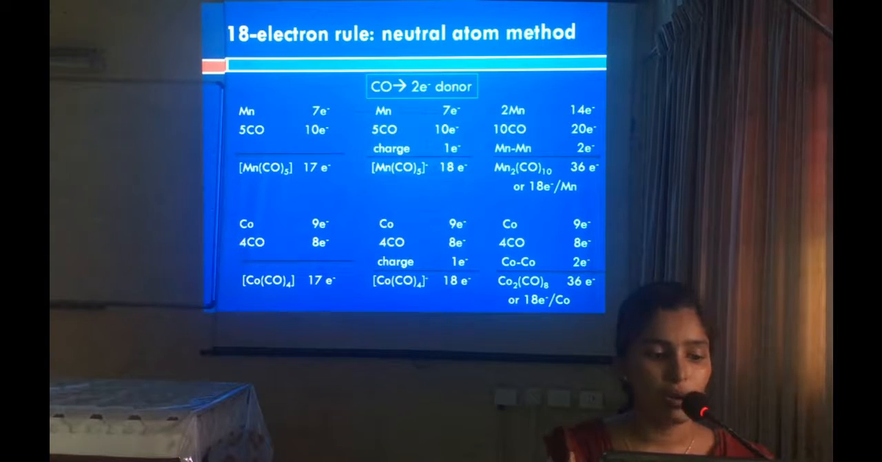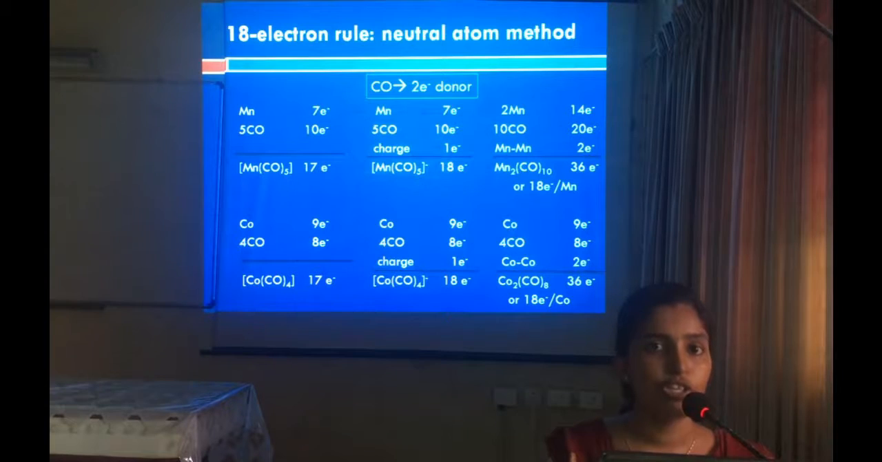Similarly, a cobalt complex, that is a tetracarbonyl cobalt complex. Here the cobalt donates 9 electrons and the carbonyls donate 2 electrons each. Again, the total electron count is 17 electrons. And hence, this complex is also unstable because it does not obey the 18 electron rule.